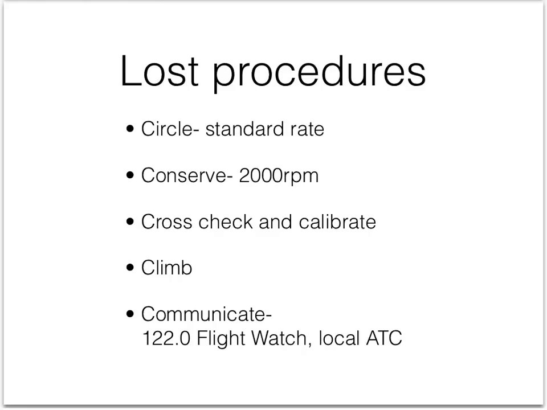Let's perform some lost procedures now. Let's circle with a standard rate turn. Let's conserve our fuel down to 2,000 RPM. Cross-check and calibrate your instruments. If they can't get any good signals, you can climb. And you can communicate on 122.0 Flight Watch to get some updated weather, or you can contact your local ATC. Your local ATC can help identify where you are by asking you to ident and giving your general location. And then they can perhaps give you radar vectors to a better location.